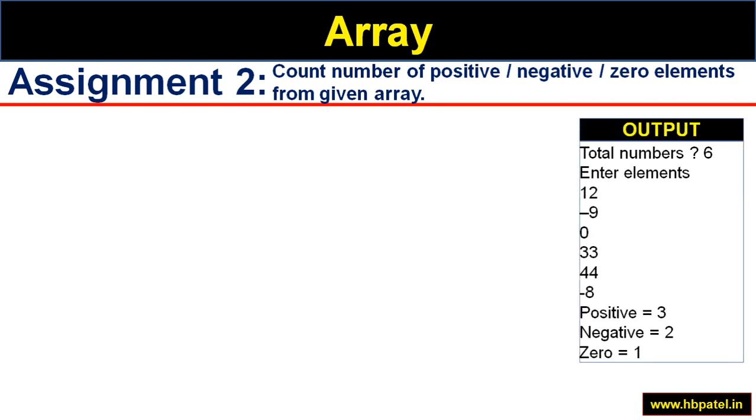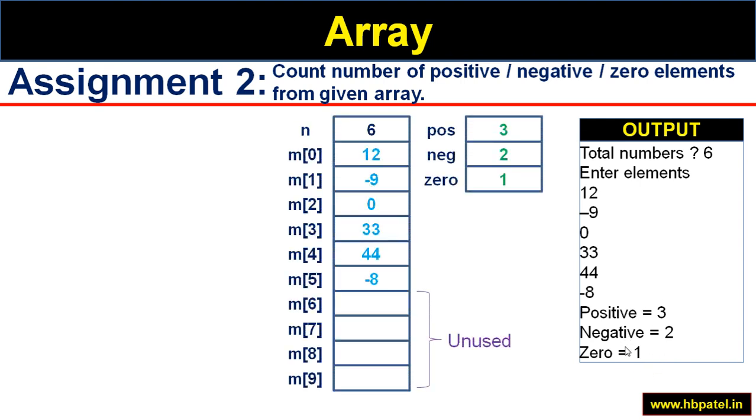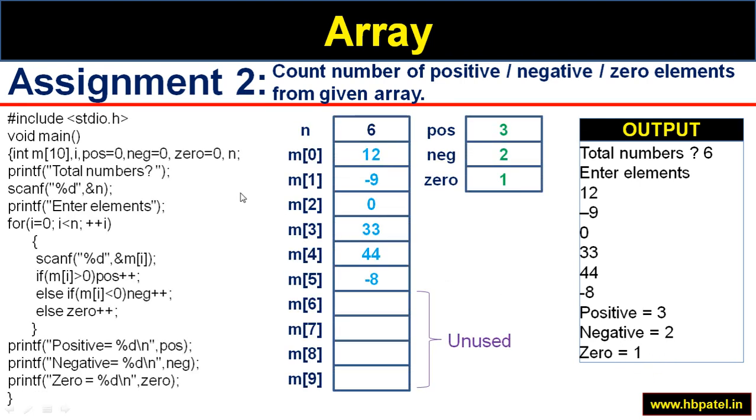So again, with the same example, we can find out positive, negative and 0 elements. Let's say in this case, if I need to process 6 different elements, and these 6 elements are 12, minus 9, 0, 33, 44 and minus 8, in that case we know 12, 33 and 44 are positive numbers. So there are 3 positive numbers, minus 9 and minus 8, 2 negative numbers and 1 zero. So this should be printed. So I'm not explaining everything. This is a very simple thing.